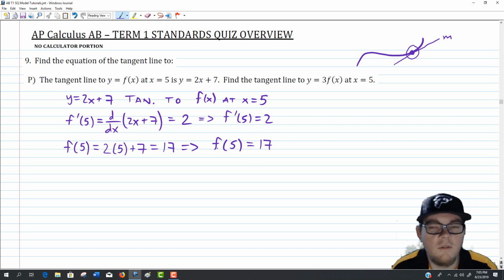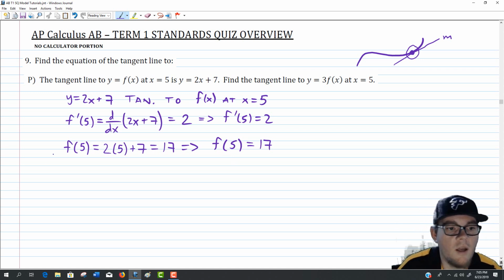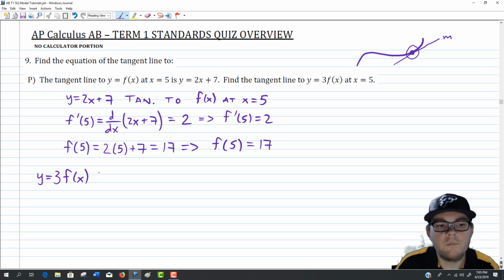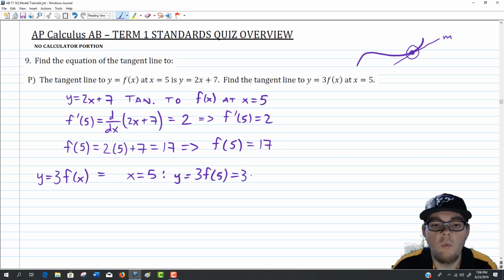So given this information, of course, we're not going to be able to construct anything brand new. We don't necessarily have to, though. What we do is we have enough information to determine some information about y equals 3f of x. Specifically, if we want to know the y value, if we know that x equals 5, then we know that y is equal to 3f of 5. And since we just found f of 5 as 17, we know y is 3 times 17, also known as 51.